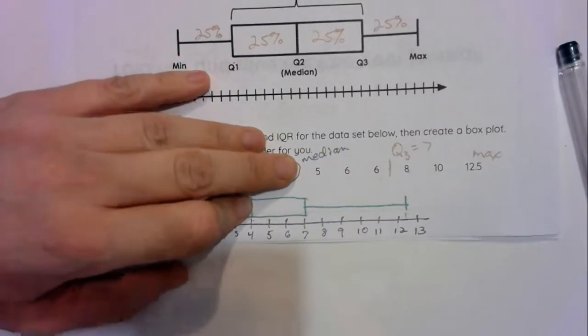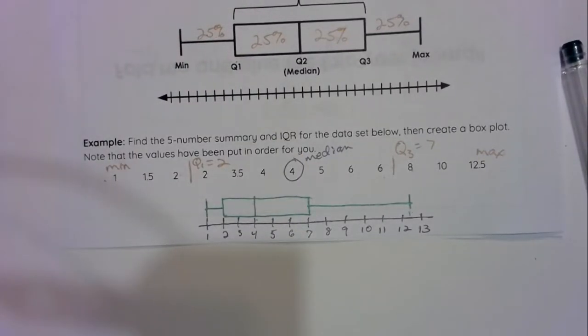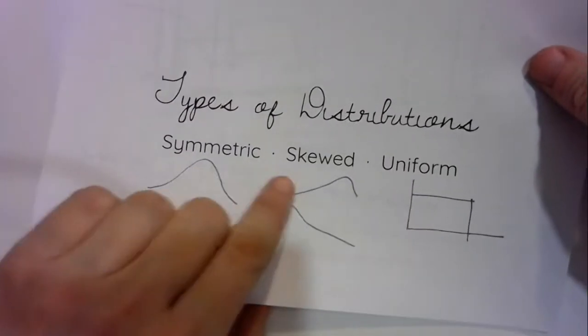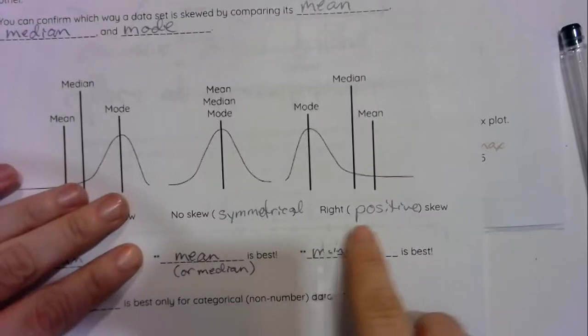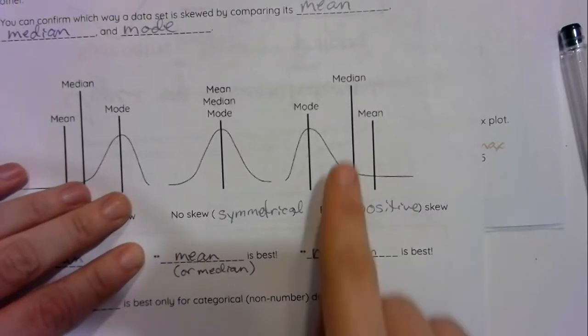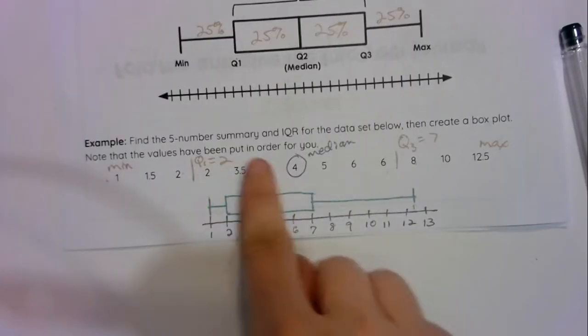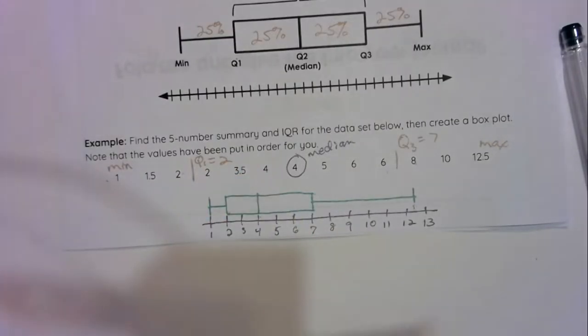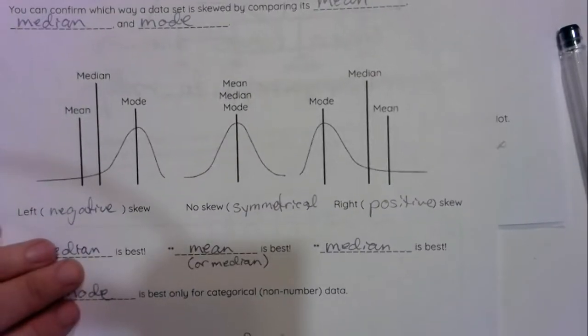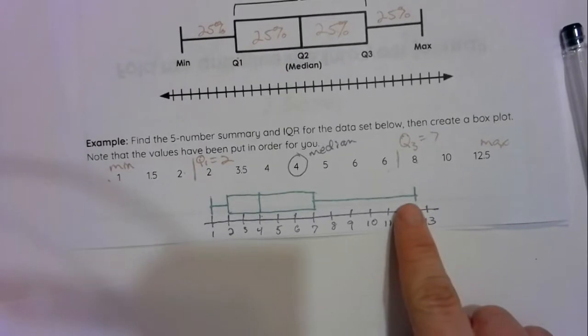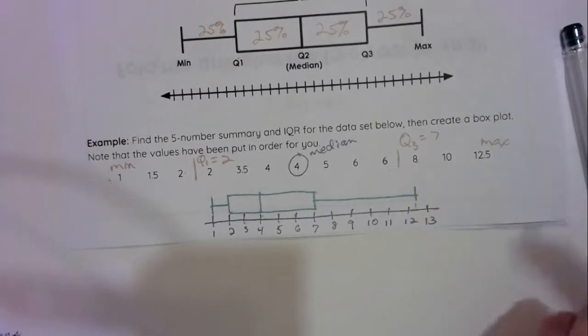So in fact, if you look at your old notes about skew, this is actually a positive skew, because most of my data is clumped over here on this side. And then I have a tail extending out here. So I've got a positive skew. I'm going to go ahead and write that down next to it.